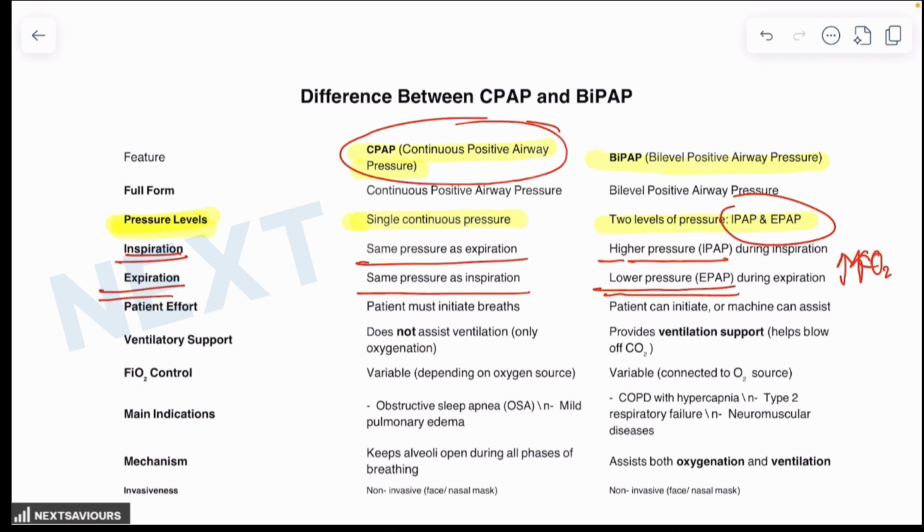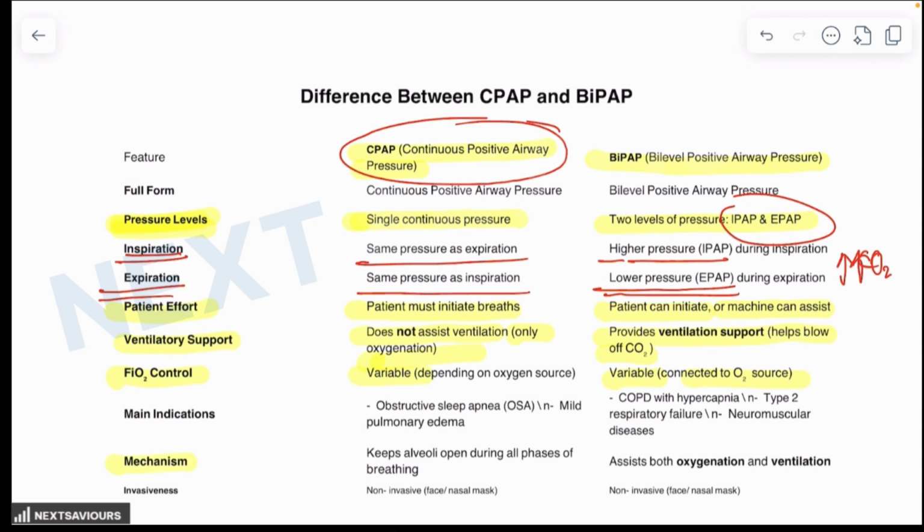As far as patient effort is concerned, the patient must initiate the breath in case of CPAP, while in BiPAP the patient can initiate and the machine can also assist because of these pressure changes. Ventilatory support: CPAP does not assist ventilation, only oxygenation. It is only for the provision of oxygenation to the patient. But BiPAP provides ventilatory support and helps blow off carbon dioxide by the mechanism we have already talked about, with a variation in the inspiratory and expiratory pressures. FiO2 control is variable, connected to the oxygen source.